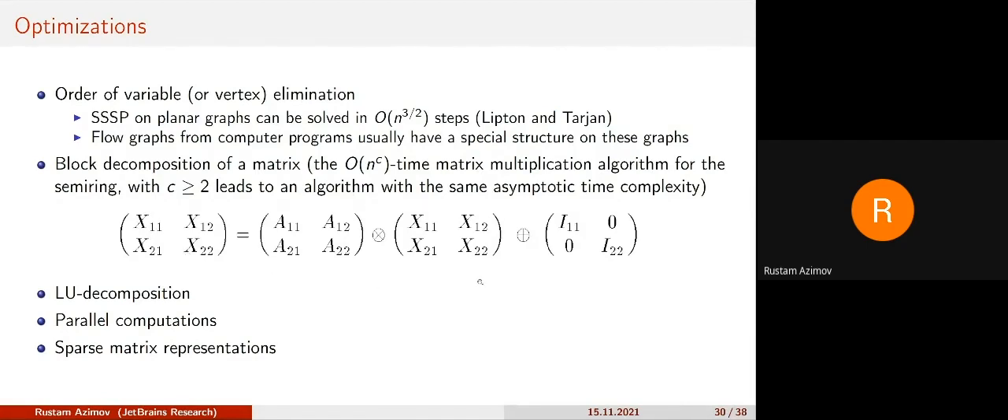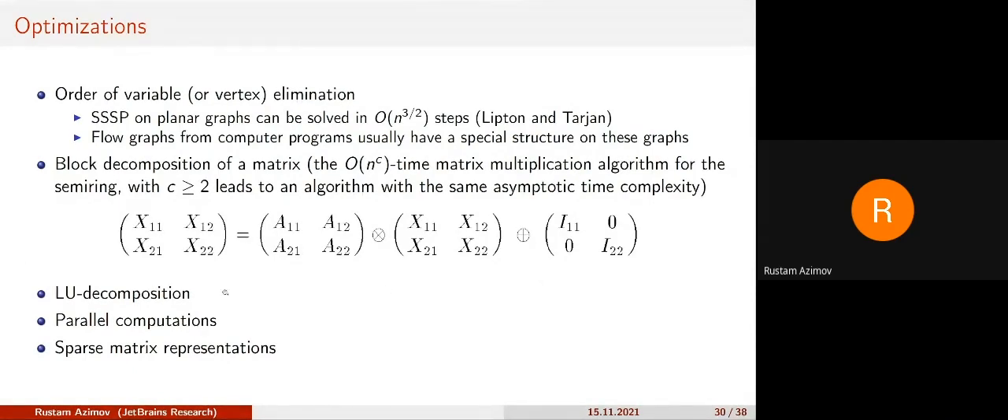And for example, if for your problem you build a semiring and you have some matrix multiplication algorithm for your semiring with this complexity, then you also can have an algorithm with the same asymptotic time complexity for the algebraic path problem that solves, for example, this equation.